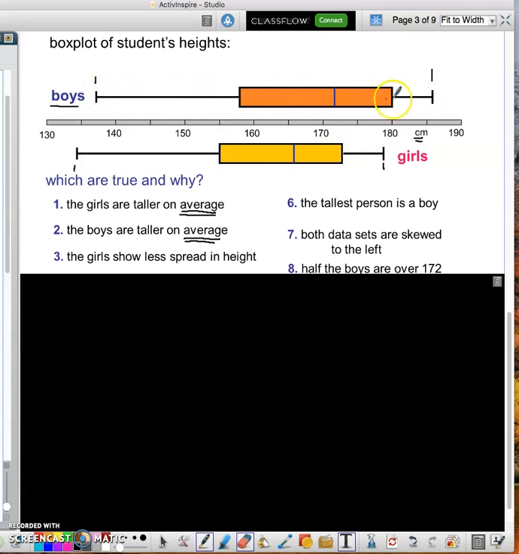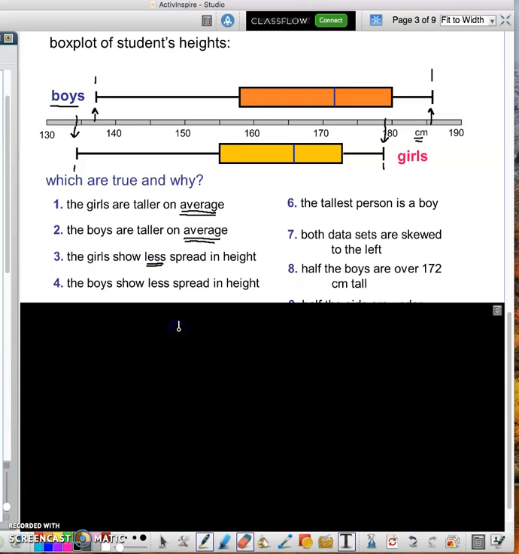They have a bigger range. Looks like the distance from here to here is a little bit more than from here to here. So I would say the boys are a little bit more spread out. So I would say that's false. Oh, no, that's true. Less spread. Read carefully. The boys show less spread. No, the boys show more spread. It's wider. Just measure from here to here. Measure from here to here. I can guarantee you it's more. We can see it visually. That's why I like the box and whiskers.